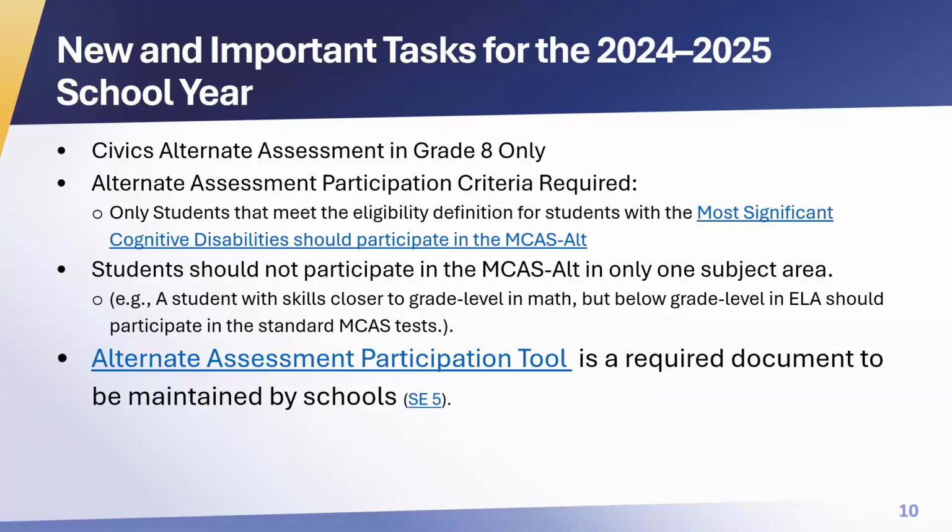Again, I mentioned that only students that meet the eligibility definition of students with the most significant cognitive disabilities should participate in the alternate assessment. And somewhat of a change in policy is that what teams should consider is that only students who have global delays should be taking the alternate assessment. Therefore, if a student has close to grade level skills and is going to take the standard test in one area, that student should be taking the standard test in all areas using accommodations or special access accommodations.